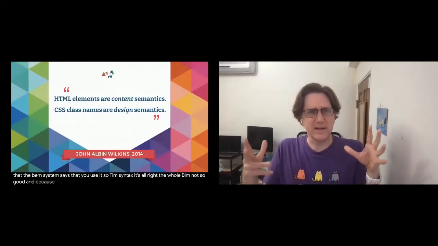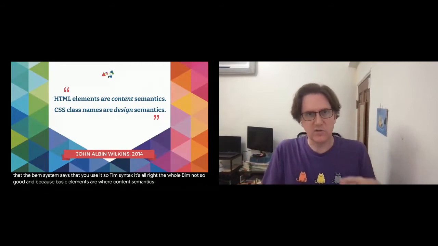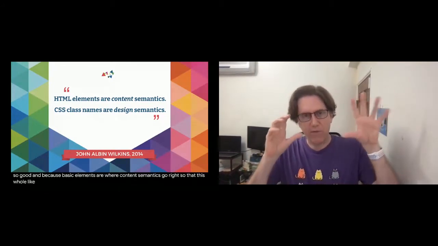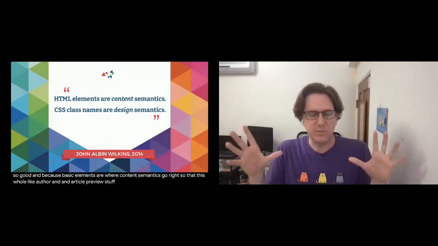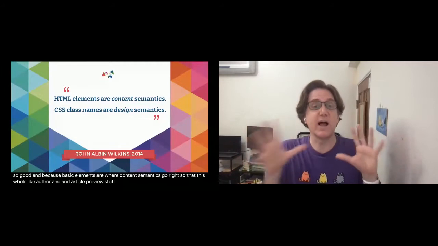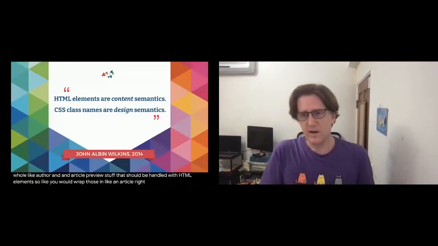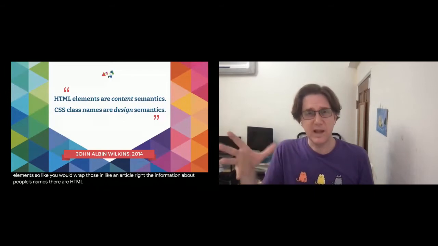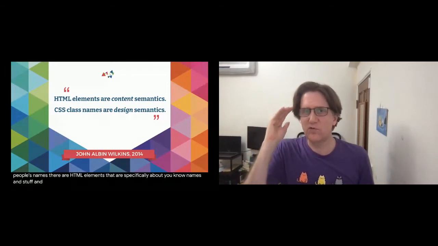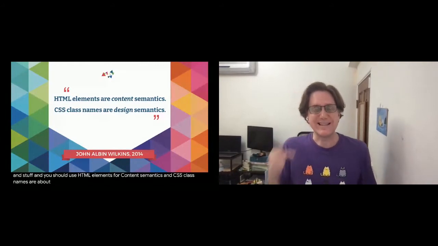Because HTML elements are where content semantics go, right? So this whole author and article preview stuff should be handled with HTML elements. You would wrap those in an article, right? The information about people's names, there are HTML elements specifically about names, and you should use HTML elements for content semantics, and CSS class names are about design semantics.